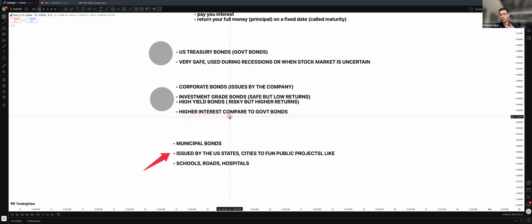They want the principal amount back, which the government usually promises to give them. So, yeah, corporate bonds or U.S. Treasury bonds are usually what most of the people invest in.